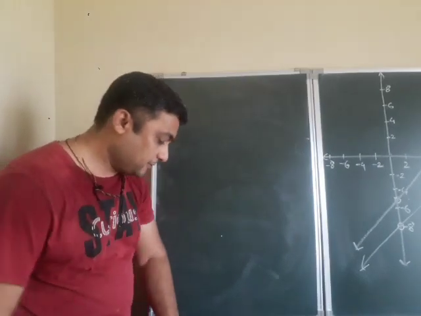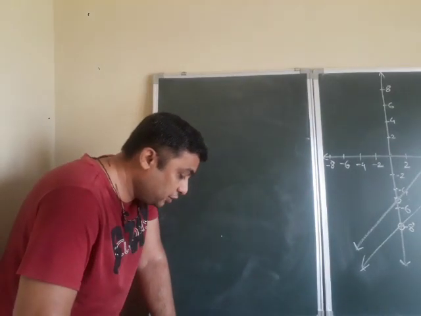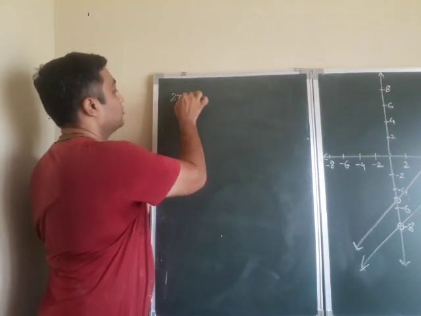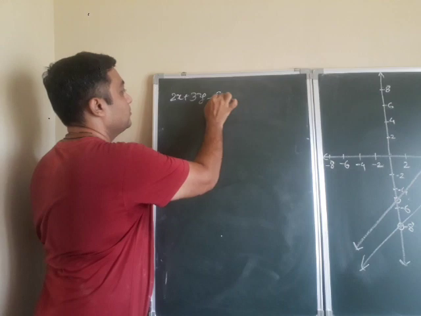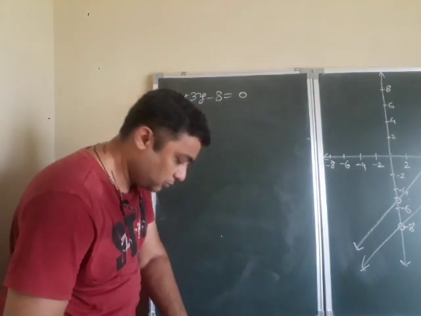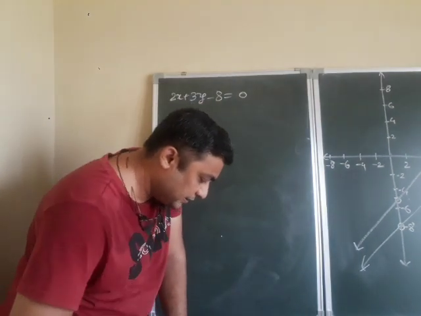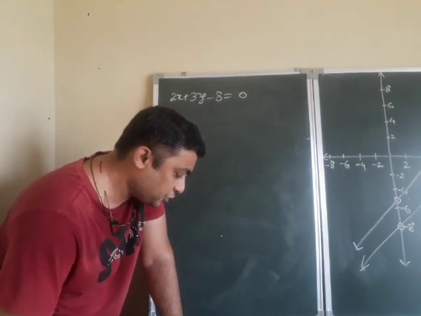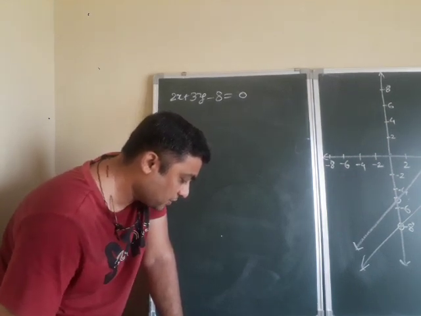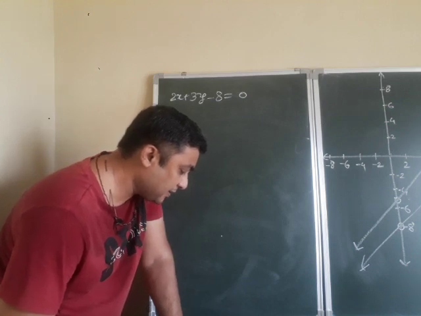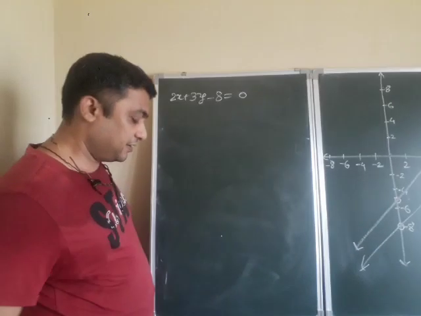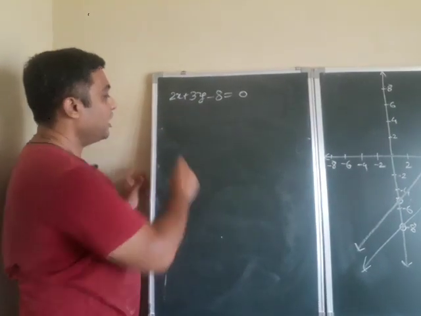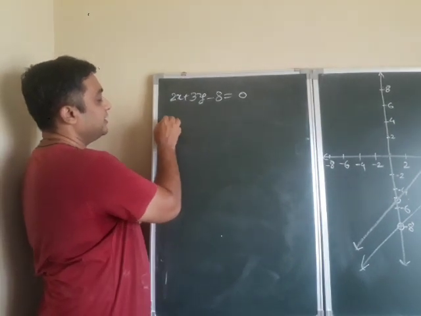Read the data. Given the linear equation 2x plus 3y minus 8 is equal to 0. Write another linear equation in two variables such that the geometrical representation of the pair is intersecting lines, parallel lines and coincident lines. चलिए आपको ये linear equation यहाँ पे दिया गया है. Clear? Now you have to write one linear equation.